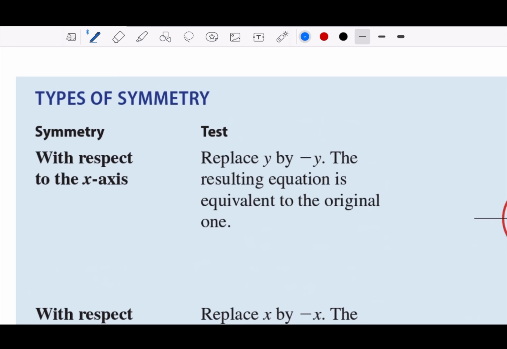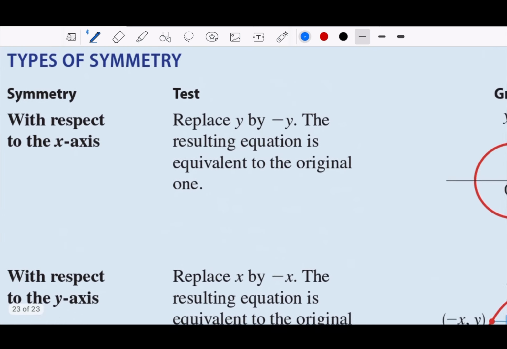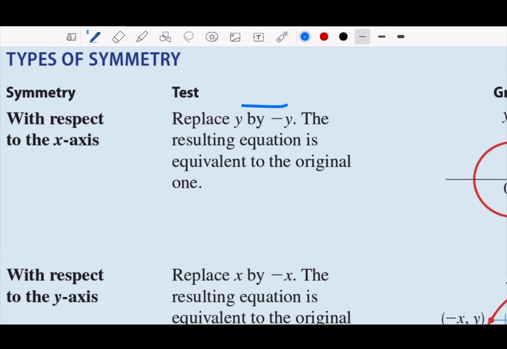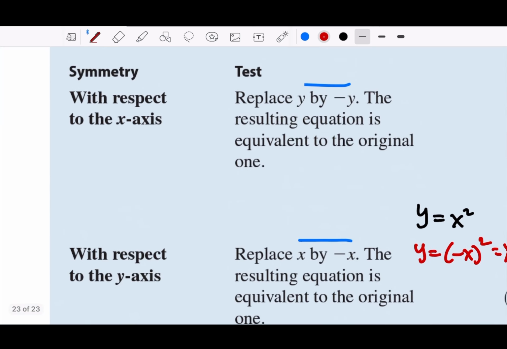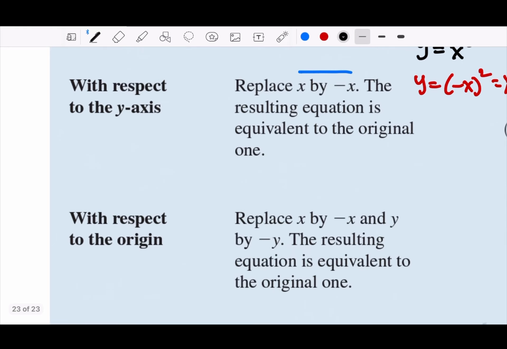Or we could use the test. If we have symmetry with respect to the x-axis, we can replace y by negative y, and the result should be equivalent to the original equation. Or if we replace x by negative x, it will be equivalent to the original equation. For example, we have y equals x squared as before. If we plug in negative x inside this equation, it's the same thing, right? Maybe x equals y squared, same thing, right? And this last one, if we replace x with negative x and y with negative y, it should result in the same equation.